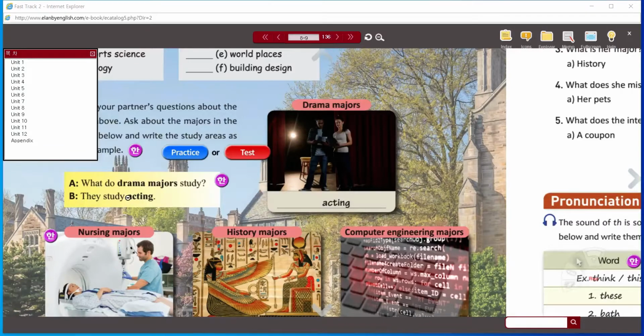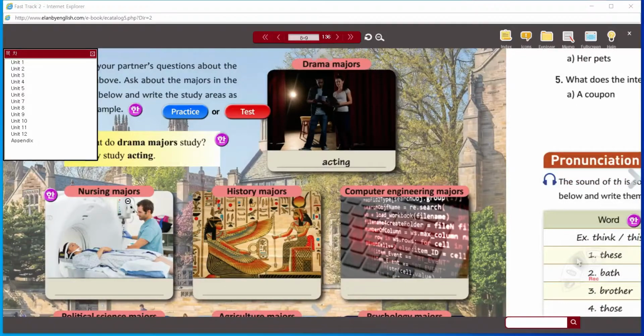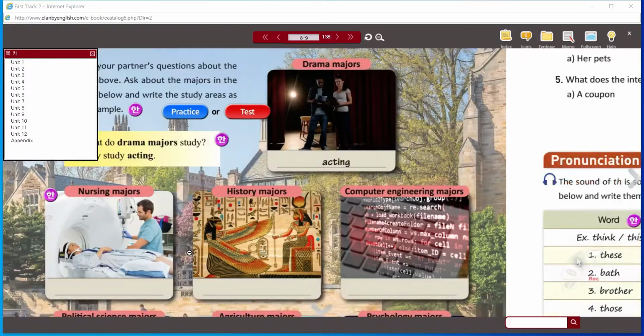So for example, if you ask, what do history majors study? Your partner will answer, they study past societies. That will be their answer, and you can write down past societies right here.